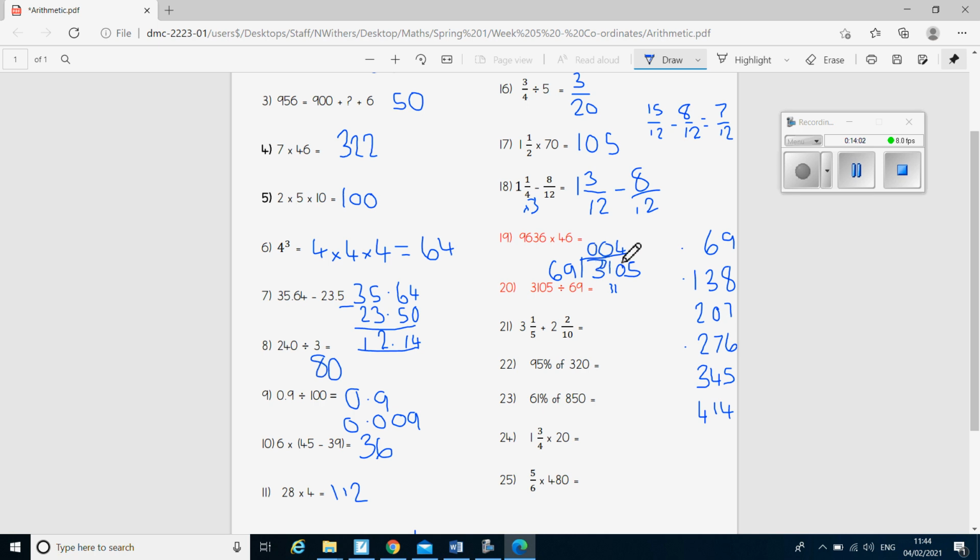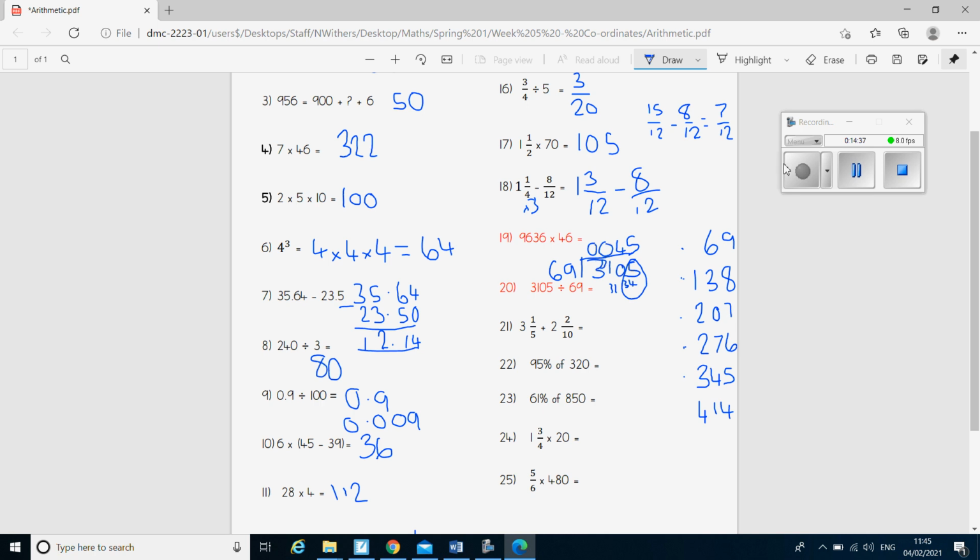So I can put a 4 there, and now I need to know how many are left over. Well, I need another 24 to make it up to 300, but I have 310, so 34 are left over, which gives me the question, how many times does 69 go into 345? It goes 1, 2, 3, 4, 5 times. So the answer I was looking for was 45.